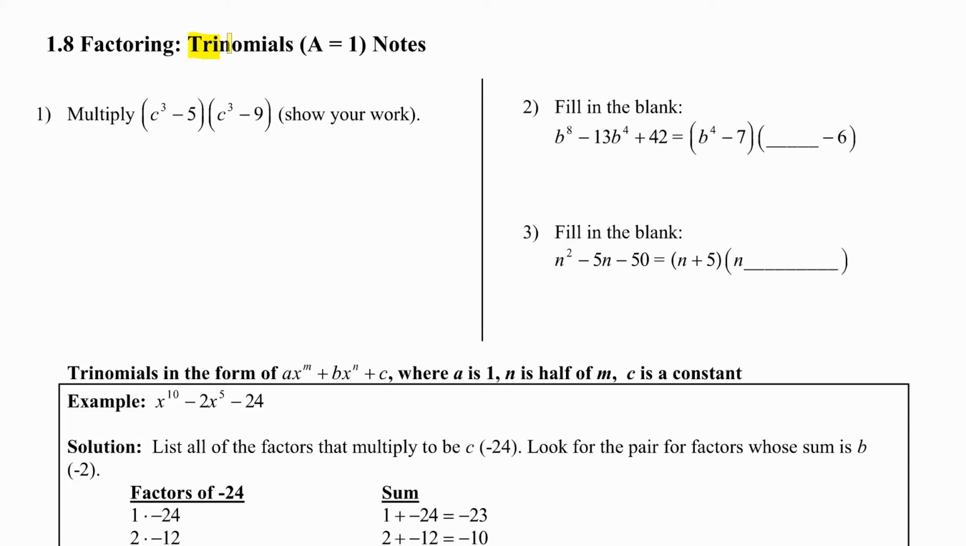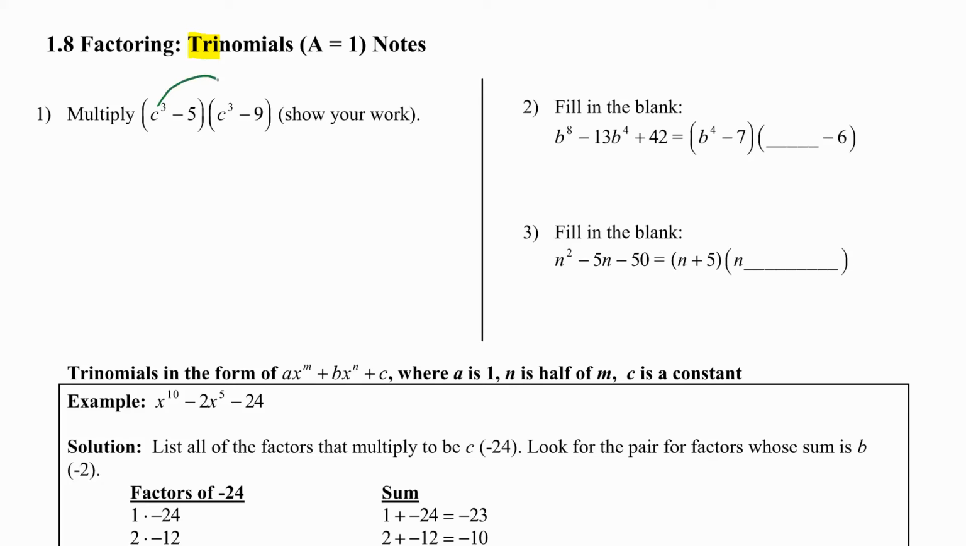But before we do factoring trinomials, we're going to review multiplication, which is the opposite kind of process from what we're doing. So number 1, we see a multiplication problem. We have 2 expressions, 2 factors that we're going to multiply together. And it says show our work. So we're going to go ahead and multiply those.